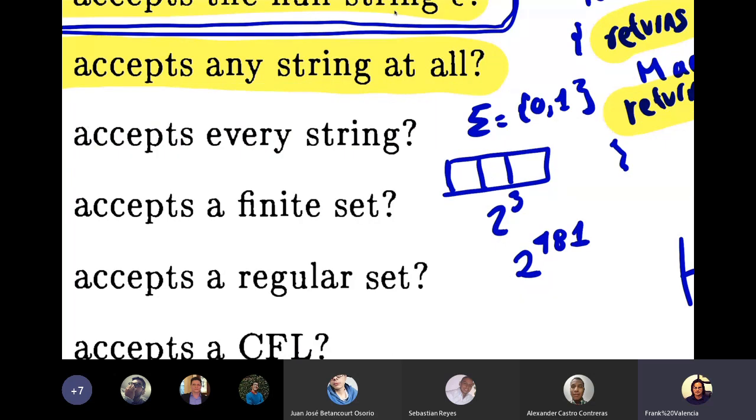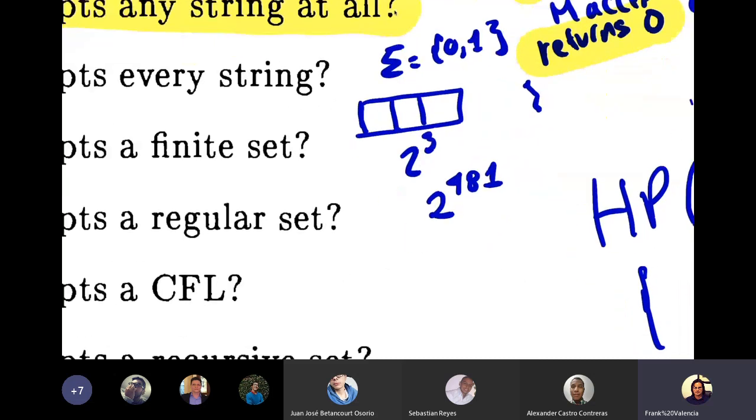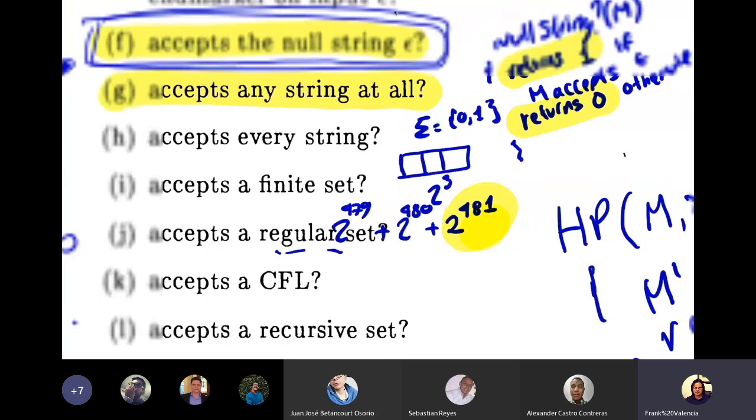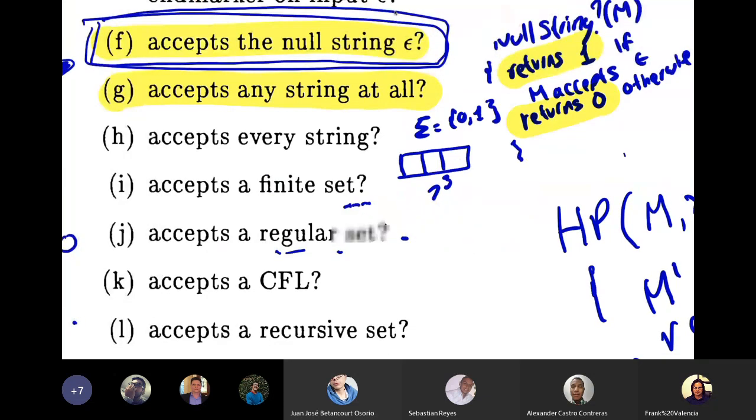But of course, if you are saying of size at most 481, you have to make the sum, right? For 2 to the 480, plus 2 to the 479, and so on. But in any case, the term that dominates all this is this one. This one is as big as the sum of all the others. So, okay, that answers your question, right?